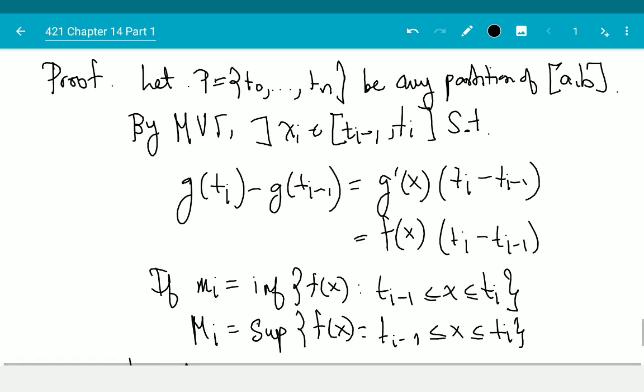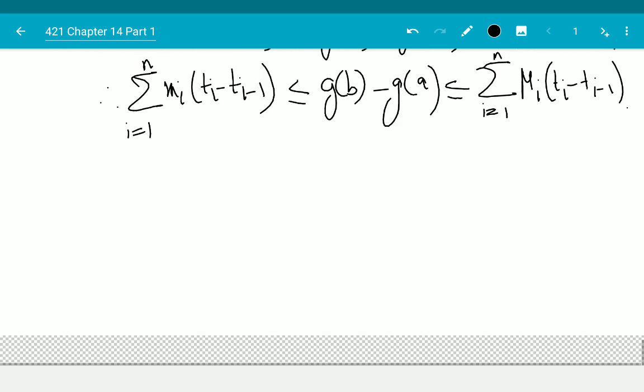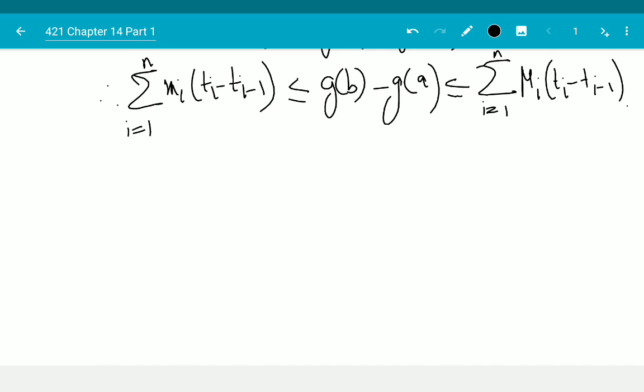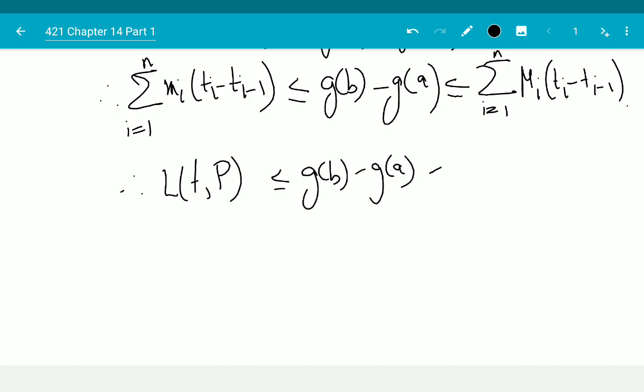Great. Did I mention a partition? Oh yeah, I didn't mention that P is a partition. Therefore, L(f, P) is smaller than or equal to G(b) minus G(a), which is smaller than or equal to U(f, P), for every partition P.